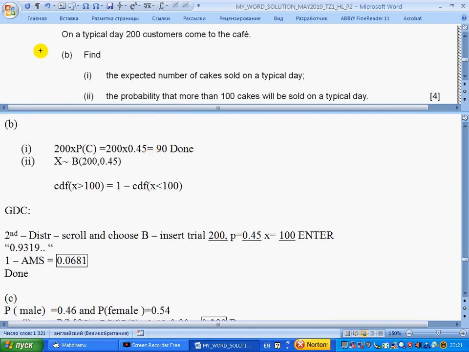On a typical day, 200 customers come to the cafe. B. Find the expected number of cakes sold on a typical day. So expectation, so number of customers is 200, probability is 0.45, so we calculate the product, we get 90, the number of cakes sold on a typical day.